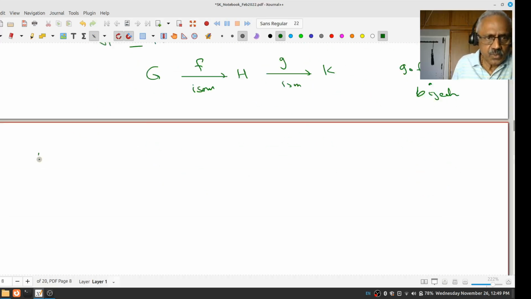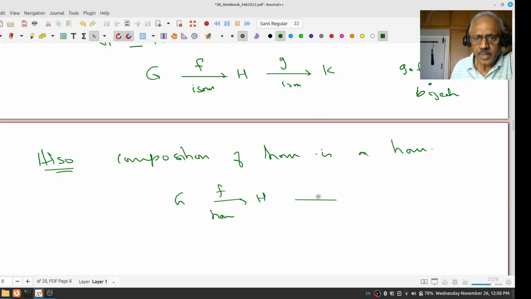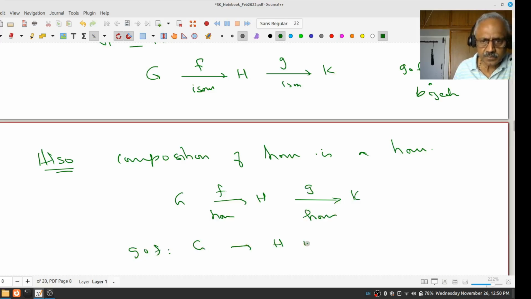And also, the composition of homomorphisms is a homomorphism. I don't think I proved it. So I don't need it to be an isomorphism. Now what I am claiming is, f from G to H is a homomorphism and g from H to K is a homomorphism. Then g composite f from G to K is a homomorphism.